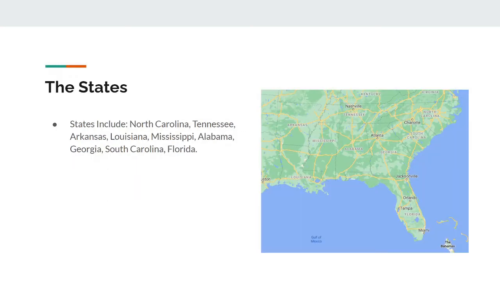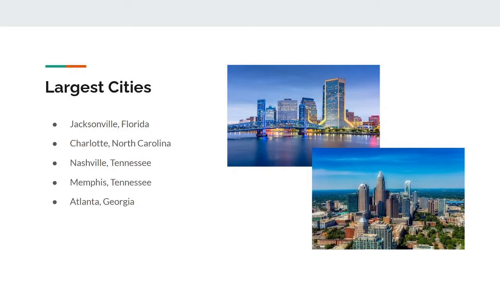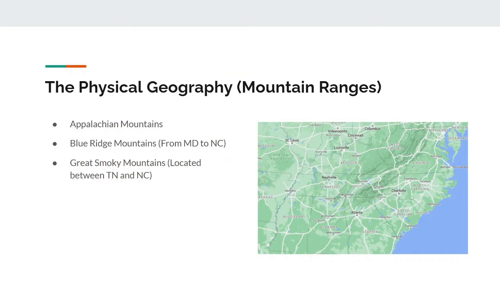The states in this region include North Carolina, Tennessee, Arkansas, Louisiana, Mississippi, Alabama, Georgia, South Carolina, and Florida. The five most populated cities in the southeast region include Jacksonville, Florida, Charlotte, North Carolina, Nashville, Tennessee, Memphis, Tennessee, and Atlanta, Georgia. Alright, now let's talk about the physical geography.